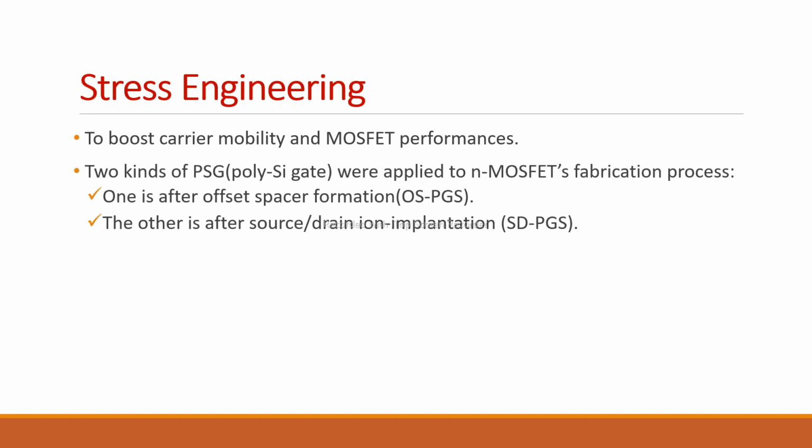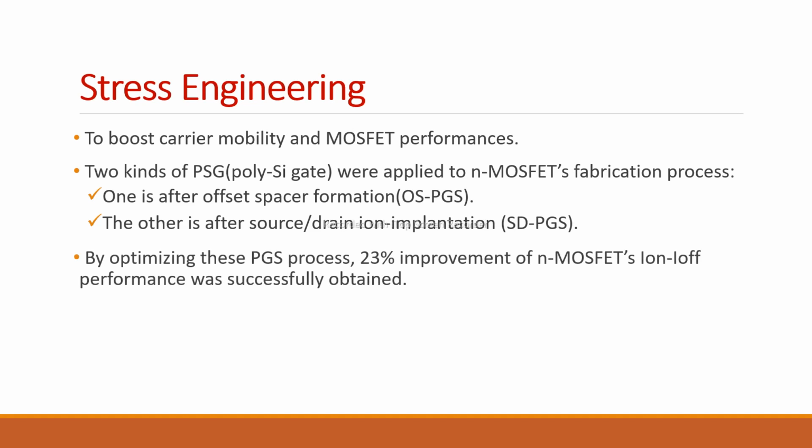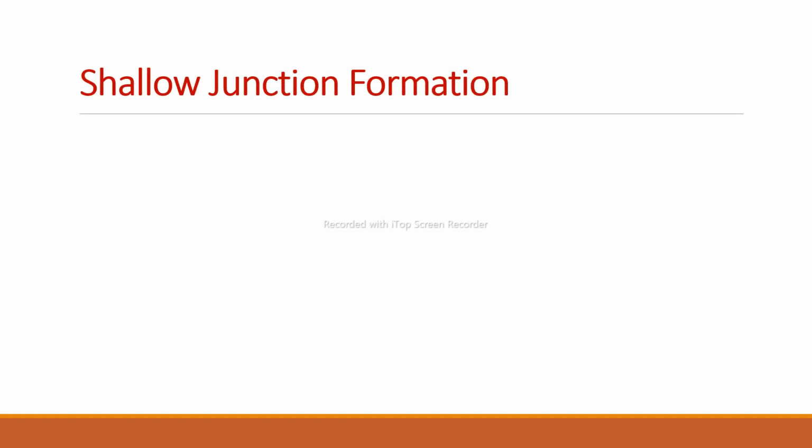In this, two kinds of PGS, that is polysilicon gate, were applied to N MOSFET fabrication processes. One is after offset spacer formation, that is OS PGS, and the other is after source drain ion implantation. By optimizing this PGS process, a 23% improvement of N MOSFET's Ion performance was successfully obtained. Now the next technology is shallow junction formation, which is explained by my colleague Prathamesh.